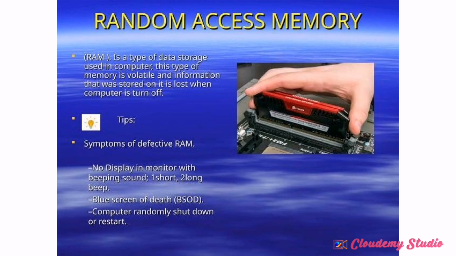Here is random access memory. That is the random access memory. RAM is a type of data storage used in computers. This type of memory is volatile, and information stored on it is lost when the computer is turned off.